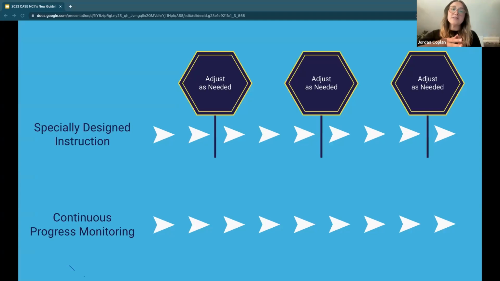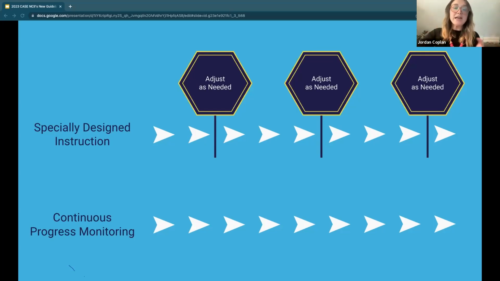So we're doing this to see early in the process, as quickly as 4 weeks, if a student is responding to the instruction laid out in their IEP. The design and delivery of SDI for a student in special education now requires the use of independent progress monitoring to continually measure student growth toward their IEP goal.